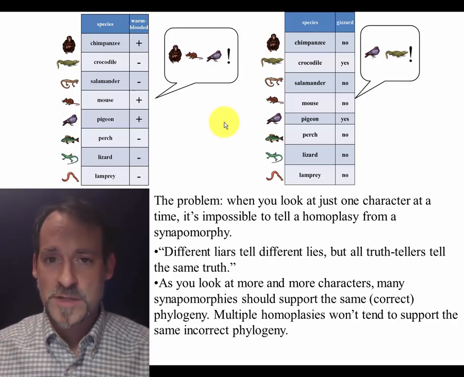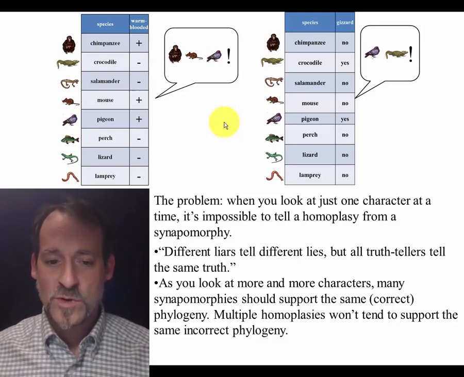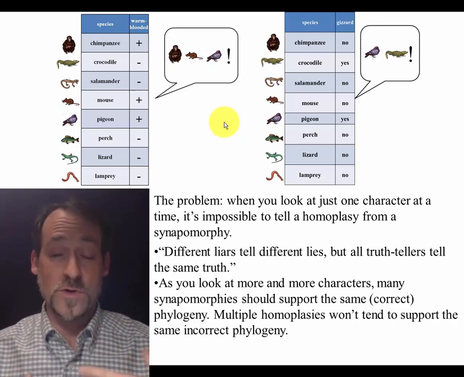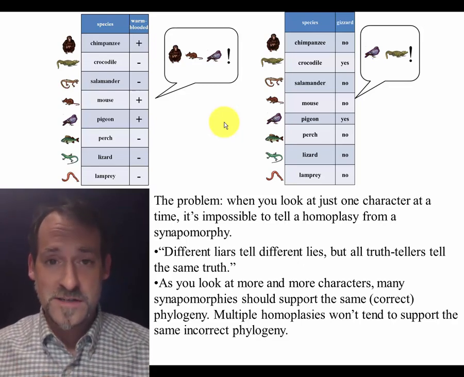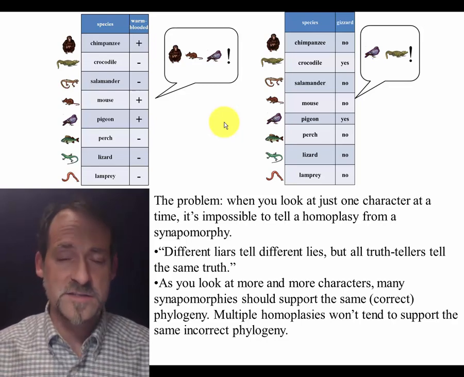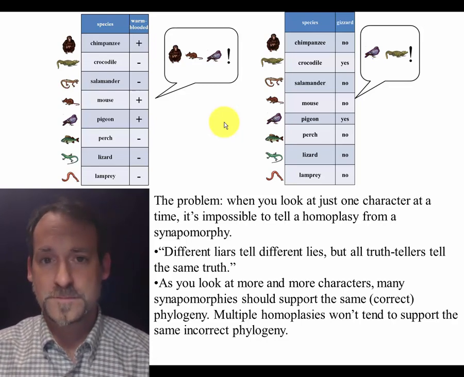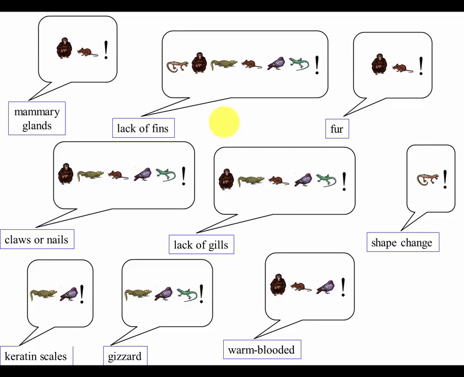And eventually what happens is, as you keep collecting characters, more and more of the synapomorphies start pointing toward the correct hypothesis, and they sort of outvote, they overwhelm all the different wrong lies that the homoplasies are telling you. So this is what we do. We look at what each character is telling us, and here they all are.